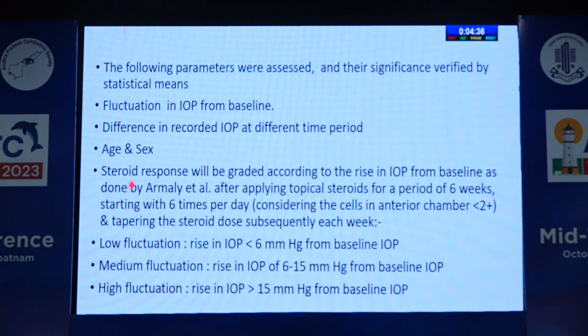Here, low fluctuation, we call it when the rise in baseline IOP is less than 6 millimeters from the baseline. And if there is between 6 to 15 millimeters of rise in IOP from baseline, we call it medium fluctuation, and if the fluctuation is more than 15 millimeters, we call it high fluctuation.